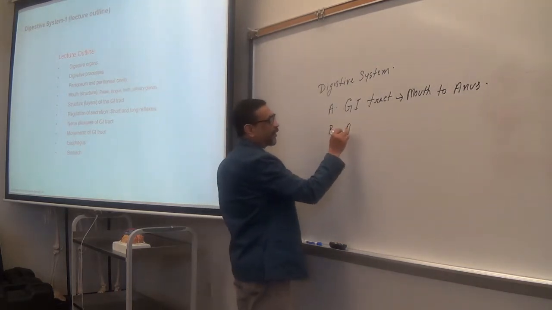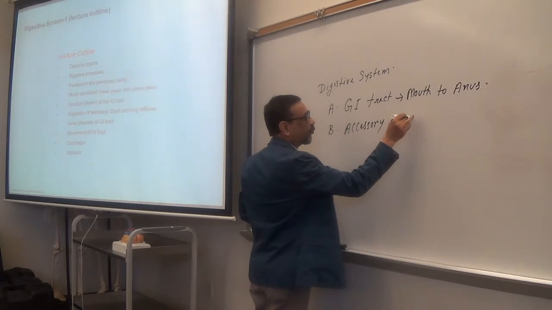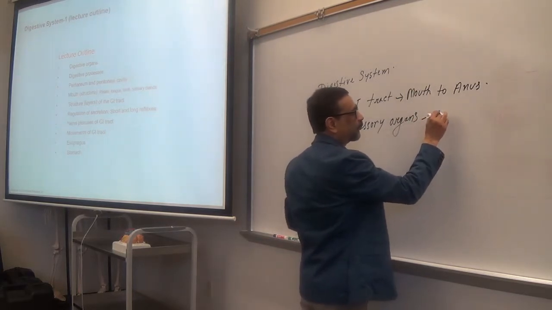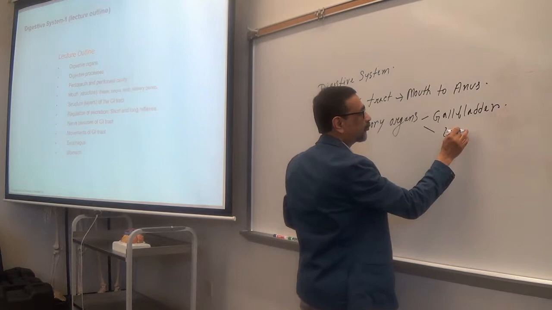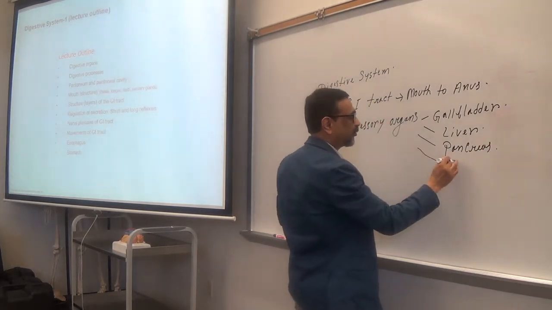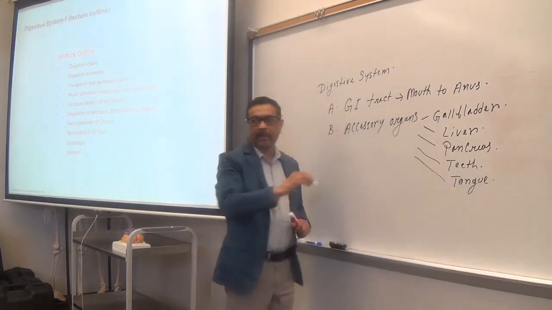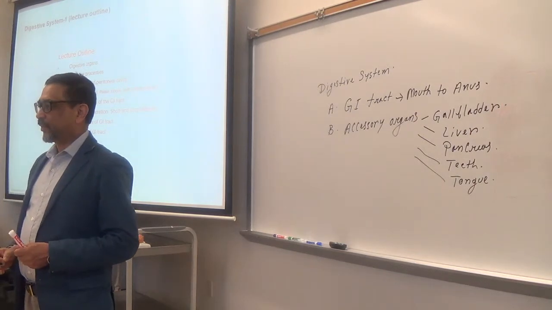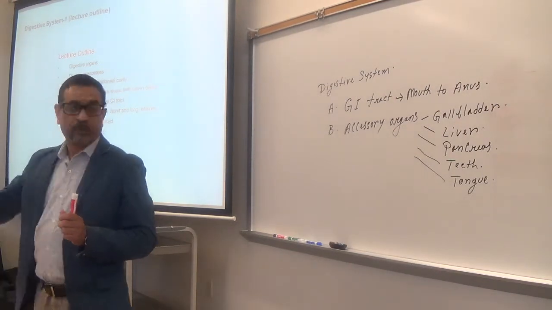Then we have accessory organs or parts that include your gallbladder, liver, pancreas, teeth, tongue. So those organs belong to the accessory organs. Those are not parts of the tube, they are outside of the tube, right? The tube is mouth to the anus.